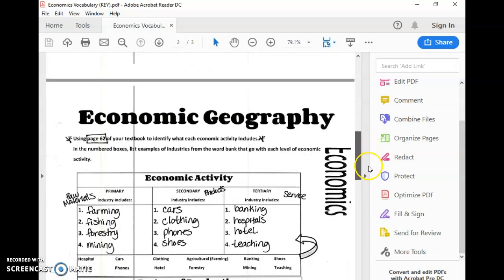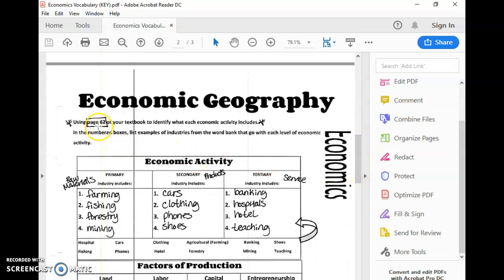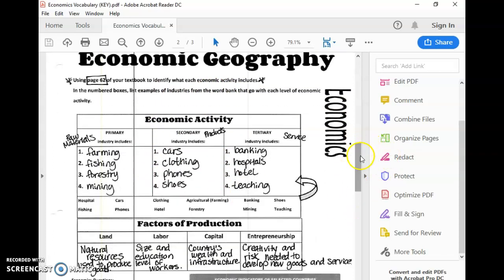Okay, economic geography. You were supposed to look at page 62 in your textbook to identify which economic activity included, and then in the numbered boxes take a look at the examples. So this first one with primary, we're dealing with raw materials. Make sure you write this down if you don't have raw materials on your paper somewhere. This is farming, fishing, forestry, and mining. Secondary, this is taking those raw materials and making something out of them. This includes cars, clothing, phones, and shoes.